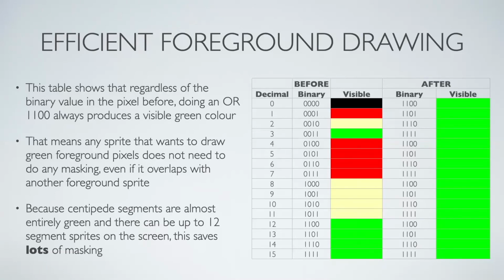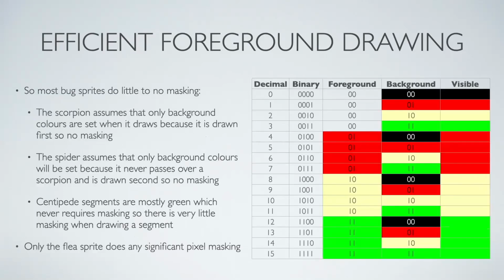And if the upper 2 bits are 11, then that is green in the foreground, and that means it will be green on the screen. This saves lots of masking. So instead of load, mask, modify, write, most of the bug sprites are just load, modify, write when background colors need to be preserved.